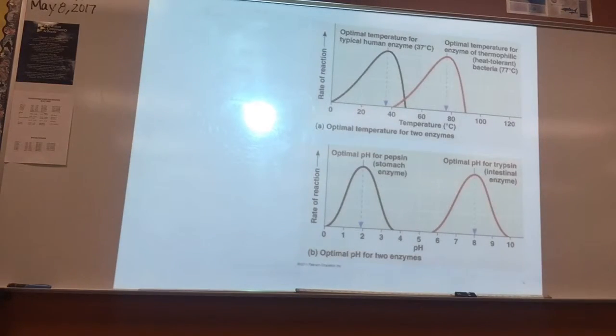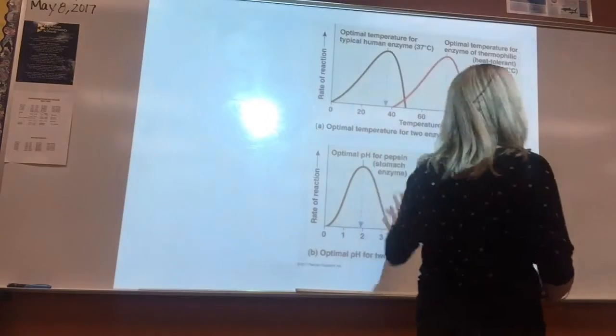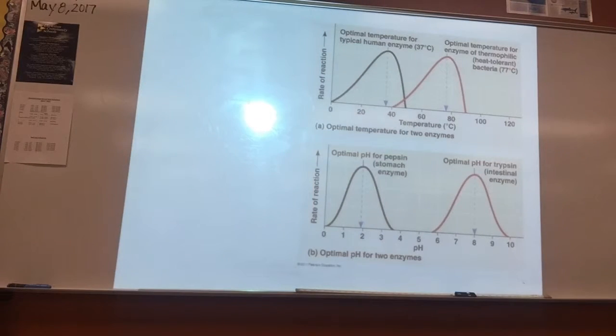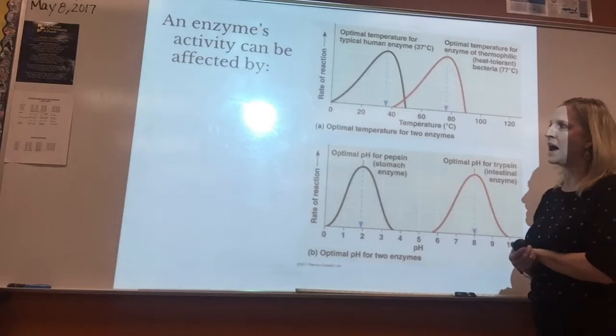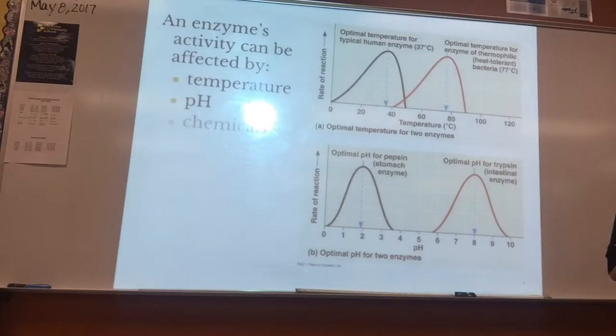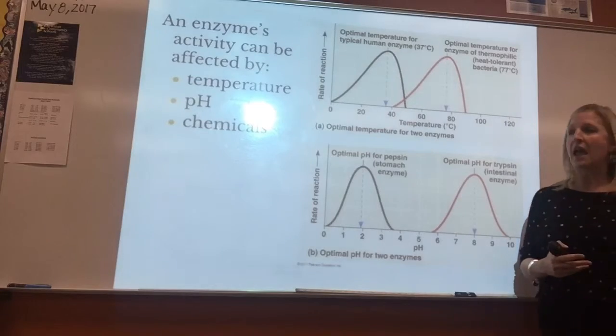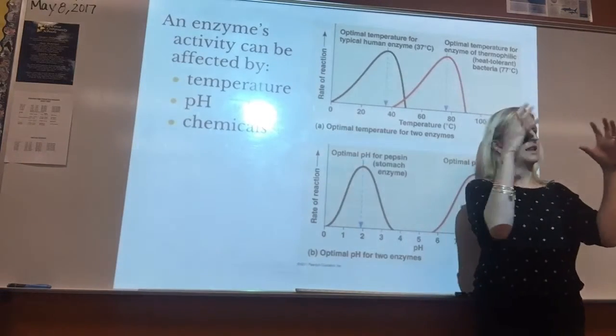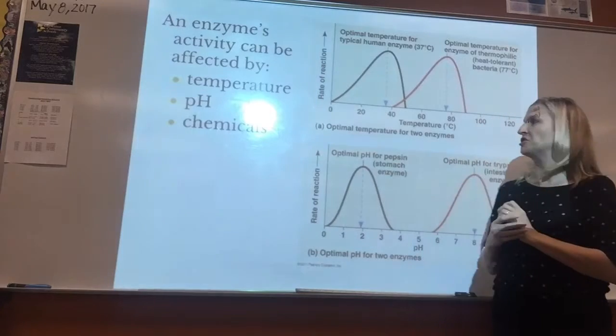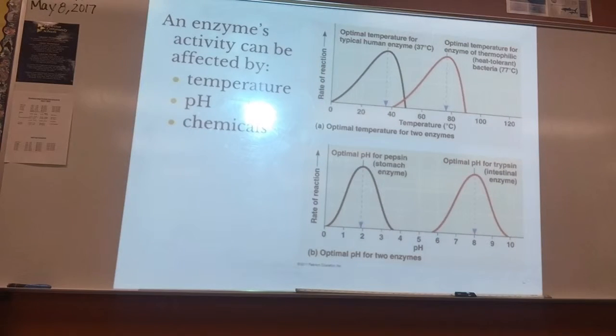So then your homework went over and introduced you to things that affect the rate of reaction for an enzyme. Temperature and pH are some of those things. An enzyme's activity can be affected by temperature, pH, and chemicals. Basically these three things, most of the time, change the shape of the enzyme, which then changes the shape of the active site, which then the enzyme can't bind with its substrate if it's changed shape, and so therefore can alter its activity.